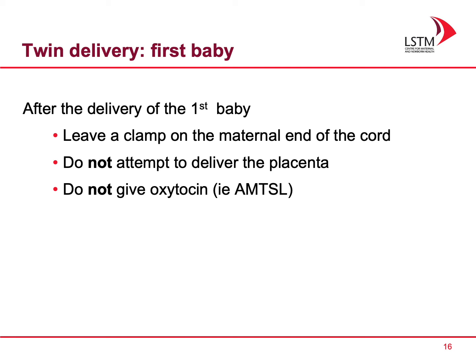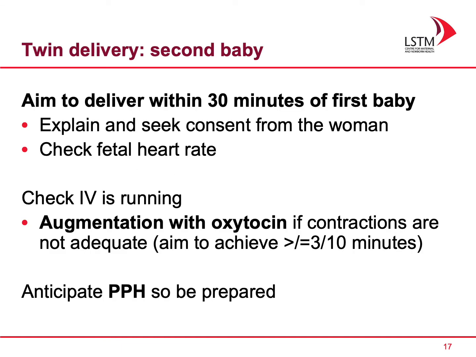We can now try to delay the third stage, so we won't give oxytocin after the first baby is delivered. This is to prevent the cervix from closing back and giving us difficulties in delivery of the second twin. When the second twin is coming, aim to deliver within 30 minutes after the first baby has been delivered.